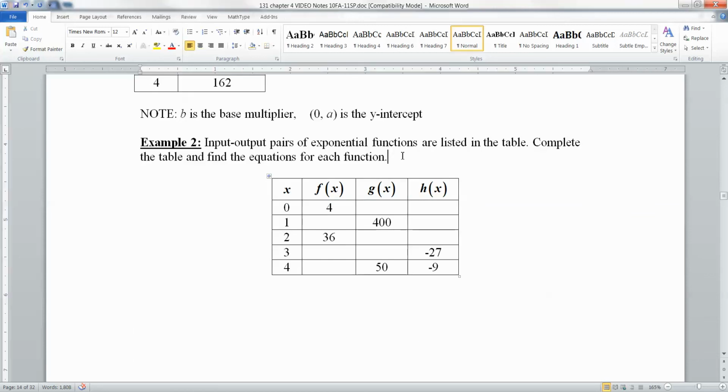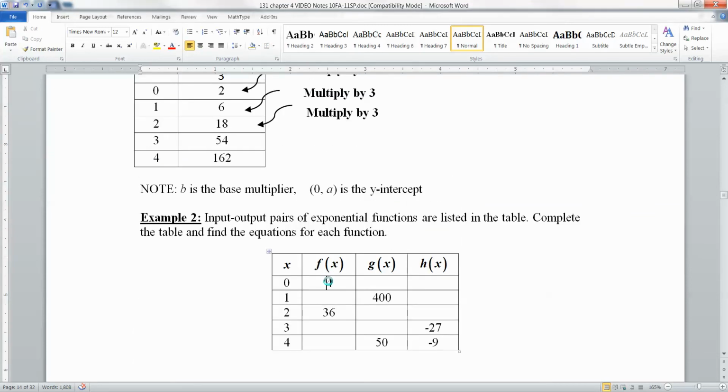So if we look at this one, because we're supposed to find some equations here, we need to figure out what we can multiply by to get from 4 to something, and then get from that something to 36. You can just try different stuff. 4 times 1 gets you 4, that's no good. 4 times 2 is 8, and 8 times 2 is not 36.